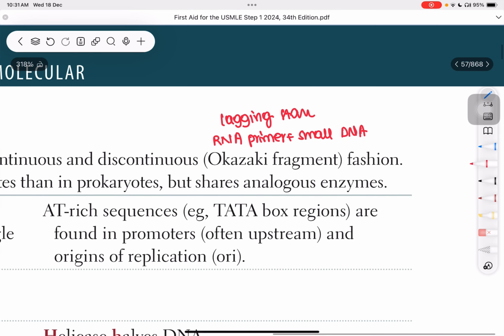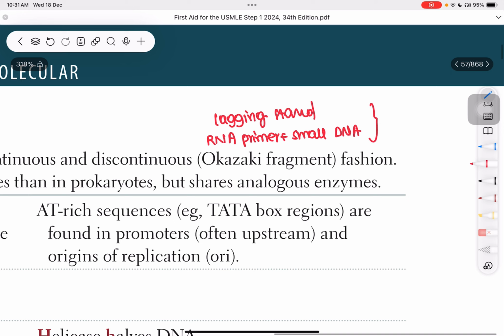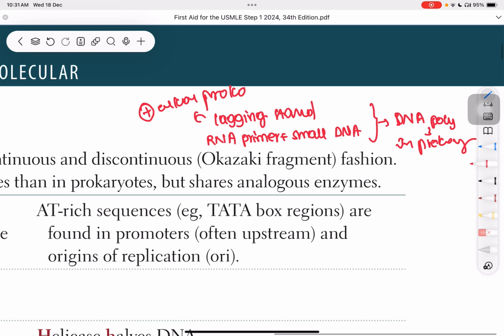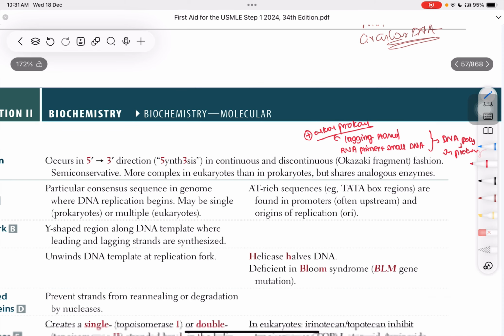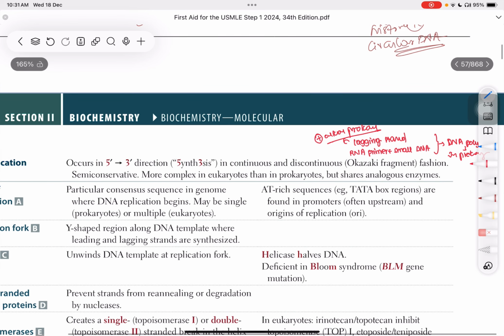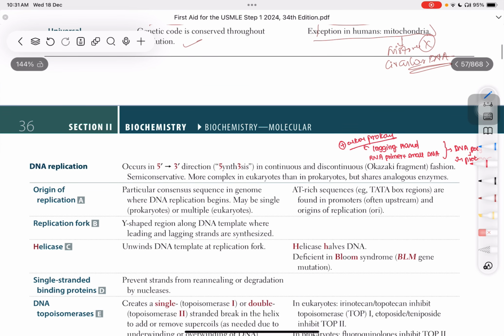Lagging strand. And the important thing to remember is this is synthesized by DNA polymerase 3 in case of prokaryotes. And this is present in both eukaryotes as well as prokaryotes. It is semi-conservative. What do you mean by semi-conservative process?